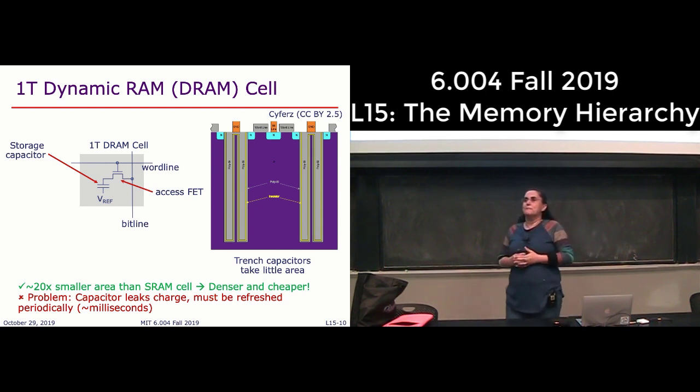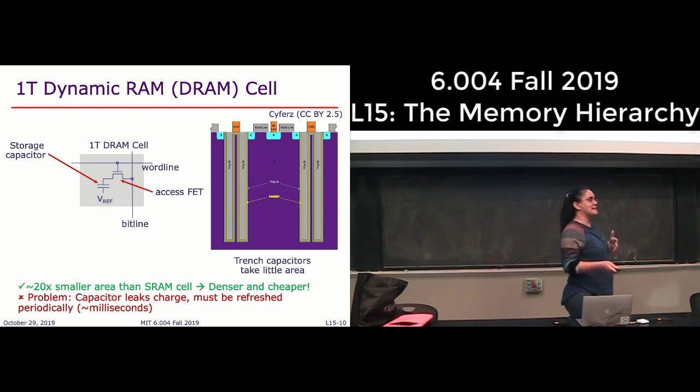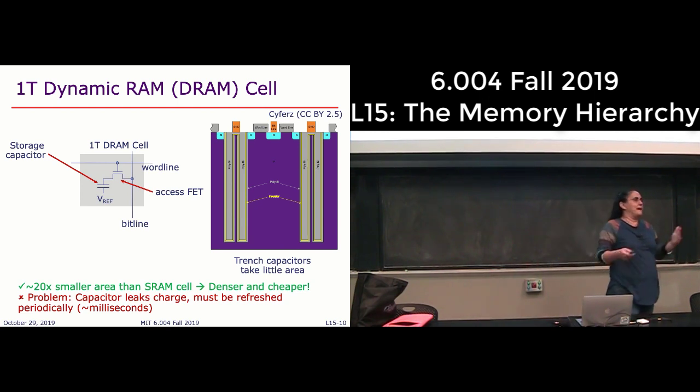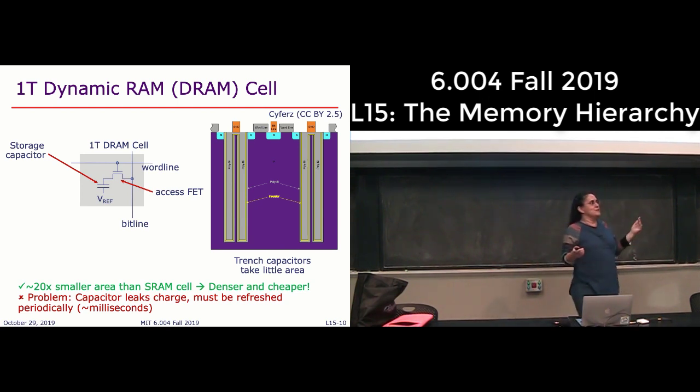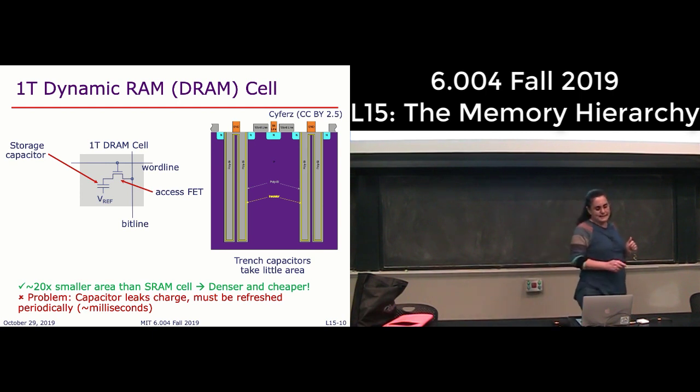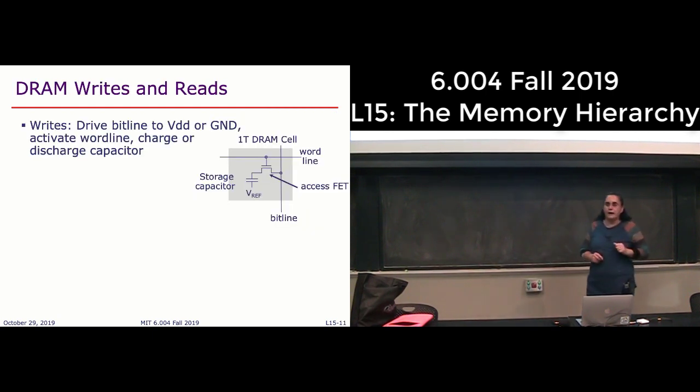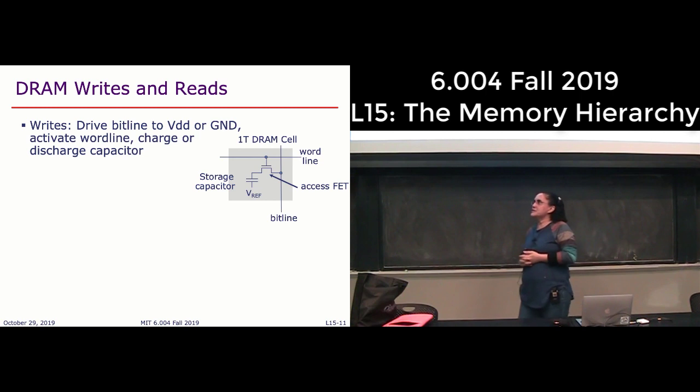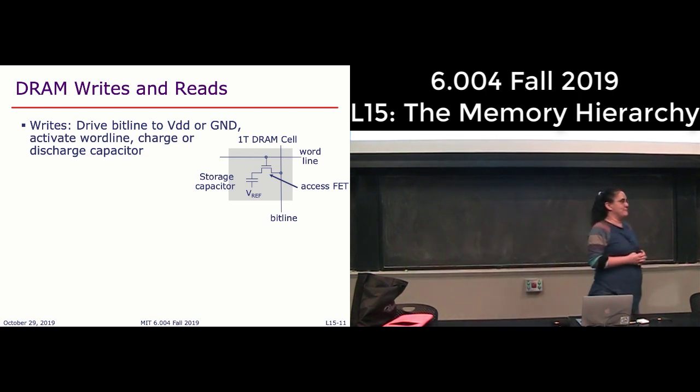Okay, so remember, a capacitor is not an active component, and so it's not able to, without any help from anything else, just maintain its charge forever. So what that means is that we're going to have to refresh the value that's stored in the capacitor on a regular basis, and we're going to see how that is done in a second. All right, so let's try to first understand how we would do reads and writes in our DRAM cell.